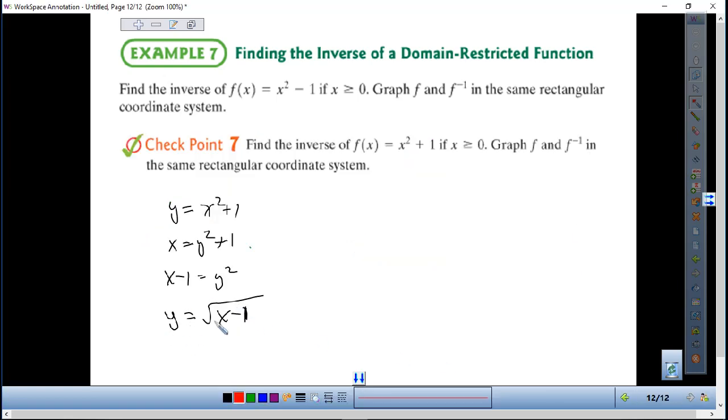Alright, so the answer for this one is going to be y equals plus or minus the square root of x minus 1. And which one is it going to be when you look at the reflection? Well, it's going to be the plus again. That's it.